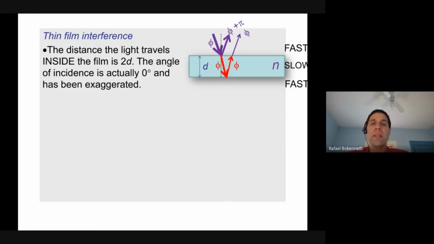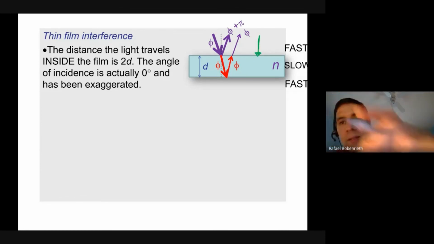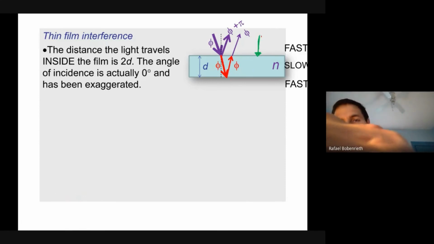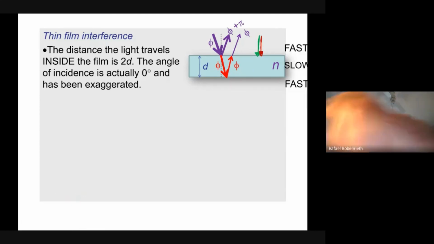So the distance the light is traveling inside the film is 2d. And I just want to emphasize this point again. I made it once already, but these are actually coming in straight in, as I'm drawing there with the green arrow, and then maybe a subsequent one with the red arrow, okay? But the only reason we draw them at an angle is because that way you can kind of see better what's going on. So this angle has been greatly exaggerated for the purposes of illustration.